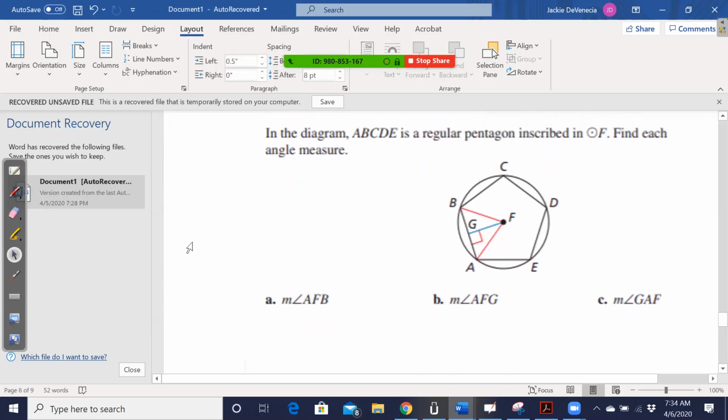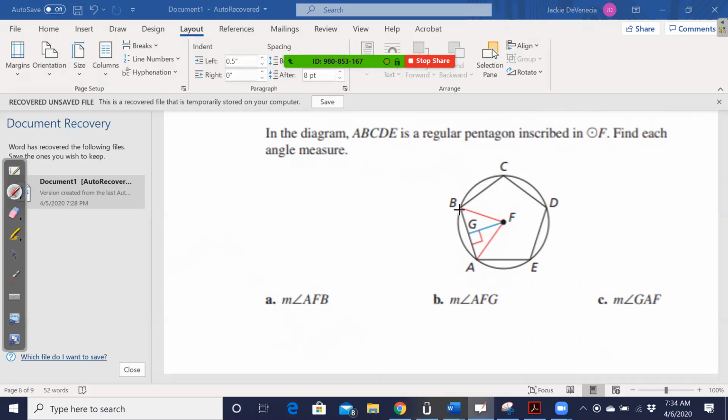Okay, so right over here, if we're trying to find the measure of AFB, well, first I need to find out what they mean by the measure of AFB. So you're going to start with A, F, B. Okay, cool. By AFB, they're talking about this right over here. And if we notice, that's an angle formed when 2 radii meet. So that's our central angle.